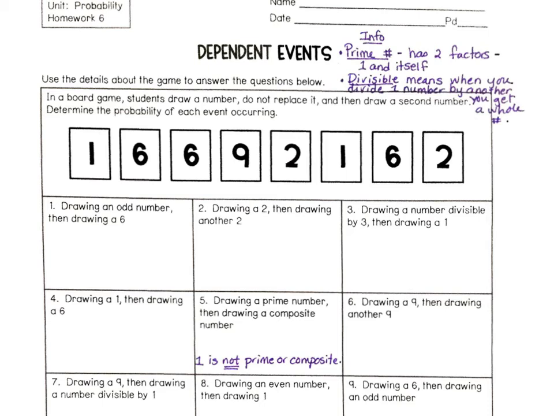It's not a decimal. So if you look at the first one, you're drawing an odd number. So your first event would be the odd number, would be 1, 9, 1. So you would have 3 out of the 8 total. And then you take that one out because it says you do not replace it up in the directions. And now you have to draw a 6. Well, there are 3 6s, but there's only 7 cards left. So it'd be 3 out of 7. So you're multiplying 3/8 times 3/7. So I think you should be all set.